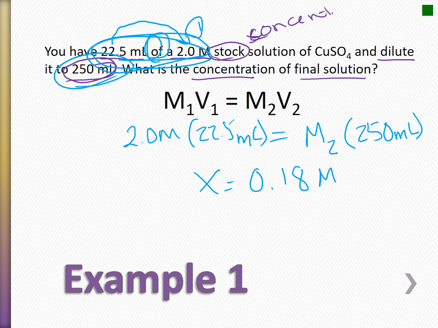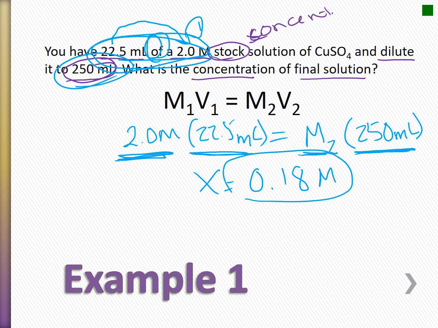What you want to logically think about, though, is: does it make sense for this to happen? If I have the same number of particles of solute, I go from a 2 molar solution where I only had 22.5 milliliters of solution, and I added enough water to make it up to 250 milliliters. So does it make sense that my molarity went down when my volume of the overall solution went up? And it should.